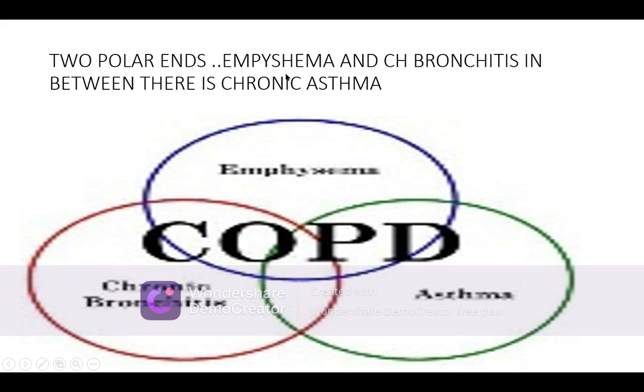It is also called an obstructive disease, or the disease is actually an interstitial lung disease, but it comes under the heading of obstructive disease. There are 5 links like Olympic rings, but there are 2 polar ends. One is emphysema, one is chronic bronchitis. In between there will be chronic asthma or bronchitis or bronchiolitis obliterans.